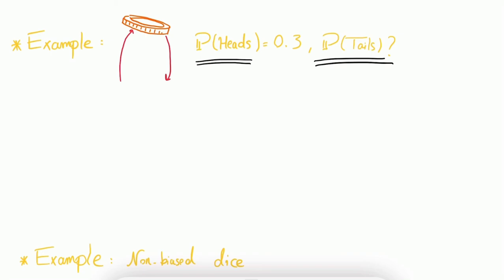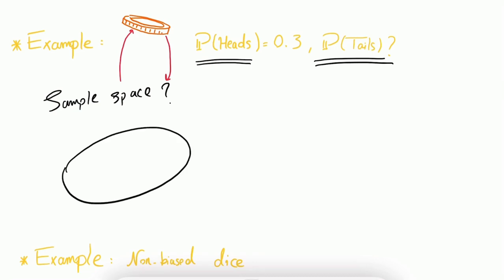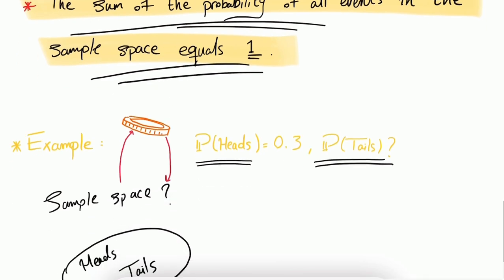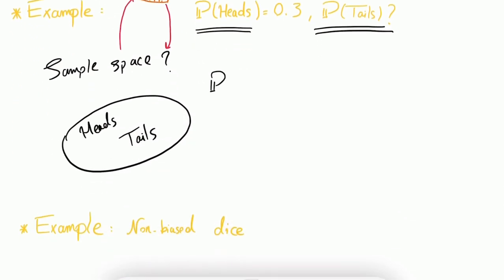Okay, so to solve this problem, we must first form the sample space of the problem. So what is the sample space when we throw a coin? This is a sample space. We can either observe heads or tails, and these are the only two possible options after throwing a coin. So this forms our entire sample space. And because of this highlighted important fact, we know that the probability of observing heads plus the probability of observing tails equals 1.